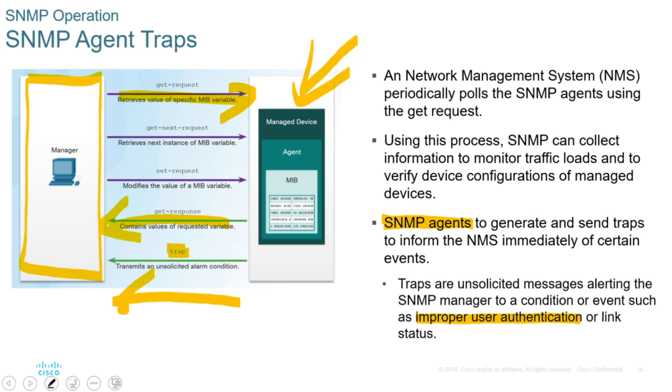Or for example, another thing can be a link status, say a connected link has failed. Again, an update can be sent saying this particular link has failed, because an immediate update would be more relevant in that case. So the agent itself can send unsolicited updates. Those are known as SNMP agent traps. Normally we will do the get request and set request and responses like that, but traps are updates from the agents to the manager.